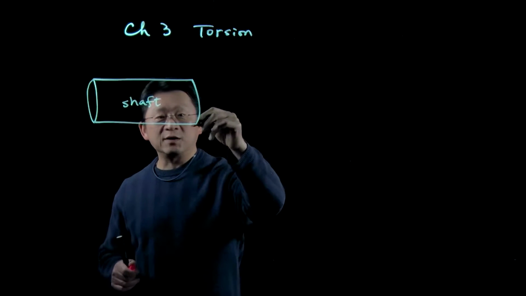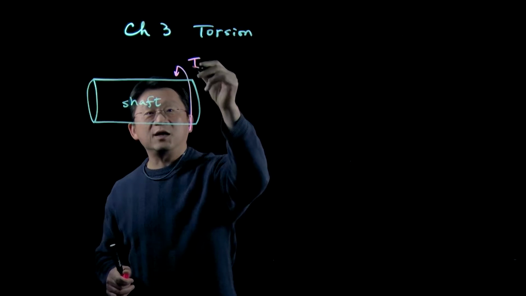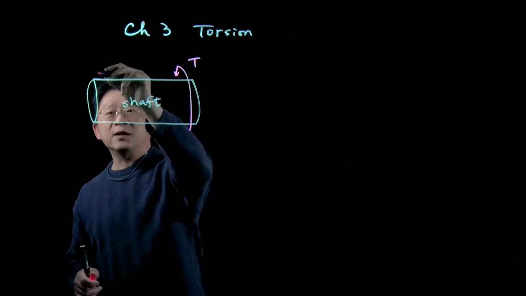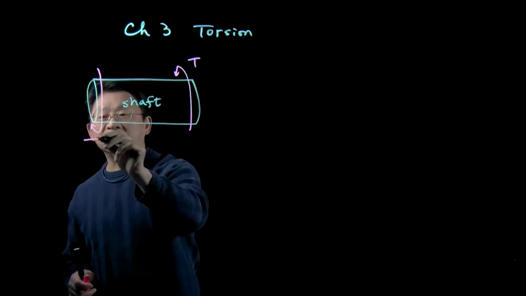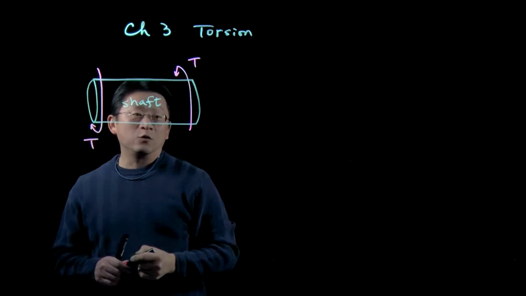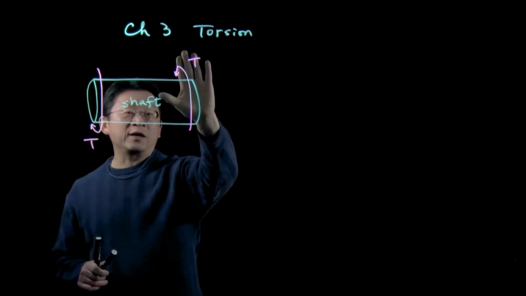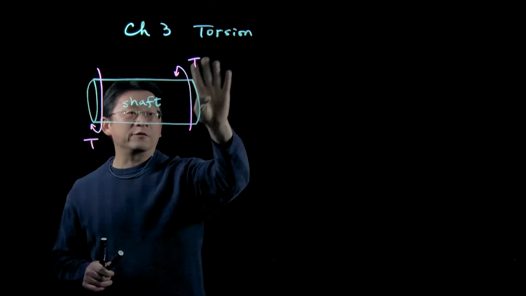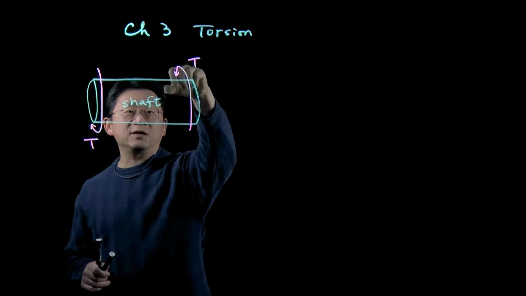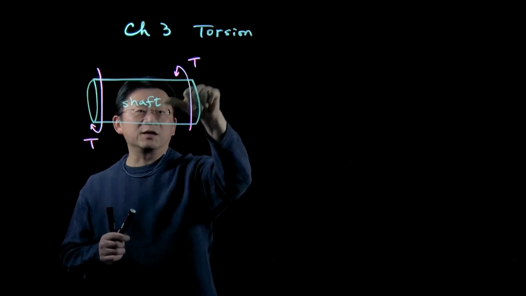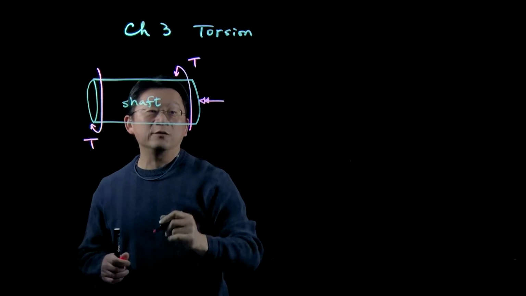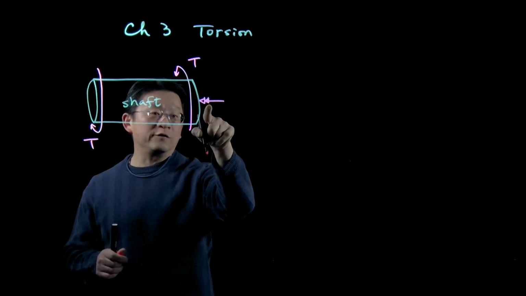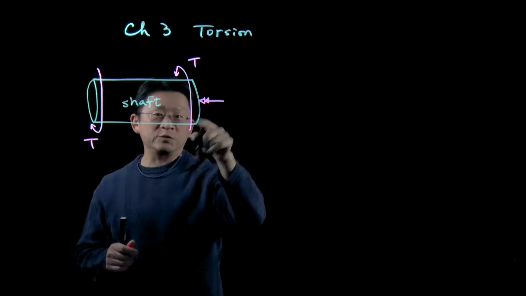For example, at this end is T, and to keep it in equilibrium, at the other end T is applied in the opposite direction. Or if you want to use your right hand rule, use your four fingers to circulate in this direction, and your thumb indicates the sense of the loading. Here we're using a double arrow, which is another equivalent symbol description.